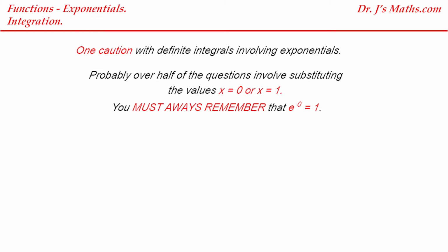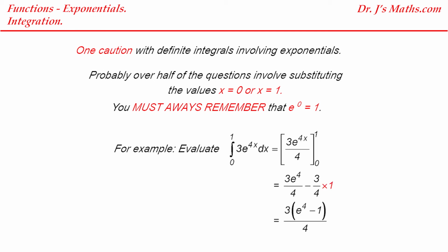So, for example, we might have to evaluate the integral from 0 to 1 of 3e to the 4x dx. Well, the 3 is a constant, we leave it there. E to the 4x, we write that down, divided by the derivative, which is 4, from 0 to 1. And then we substitute. We have 3e to the 4 over 4 minus 3 over 4 e to the 0, which is not 0, which is 1.